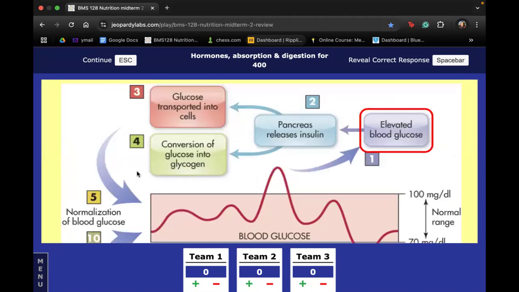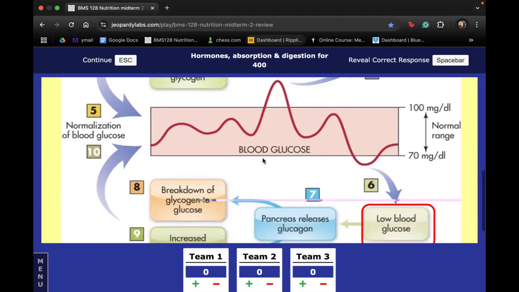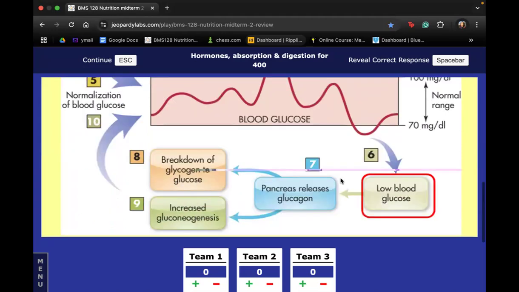But on the top, when you have elevated blood glucose from just consuming, your pancreas releases insulin, and then glucose is transported into cells or converted into glycogen. And then it goes back into homeostasis. On the other hand, when it dips too far low, it triggers the pancreas to release glucagon, which is the hormone that breaks down glycogen into glucose and increases gluconeogenesis, which is the formation of more glucose from other sources.